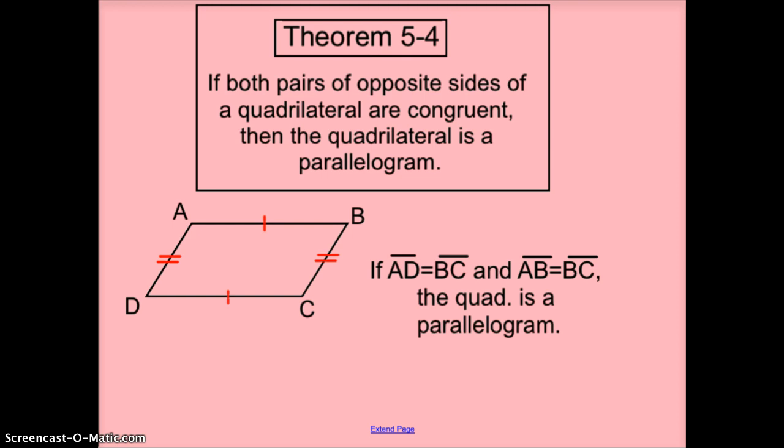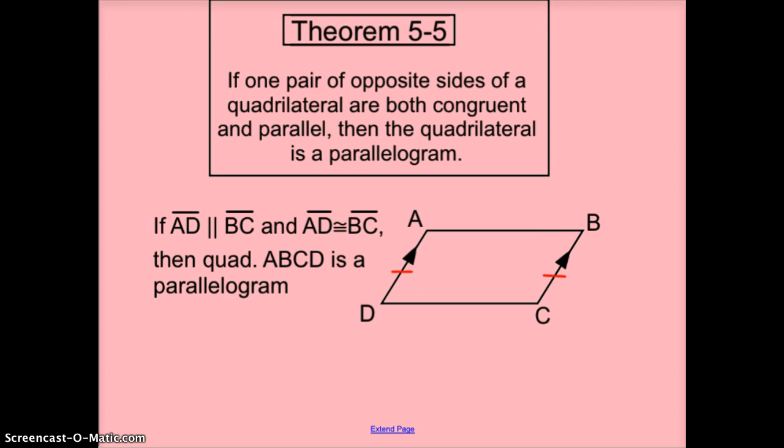Since we also know that opposite sides of a parallelogram are congruent, we can also say that if that is true, that quadrilateral is also a parallelogram. If we know that one pair of opposite sides is both congruent and parallel, then that four-sided figure is a parallelogram.